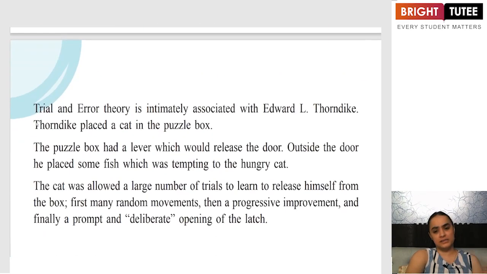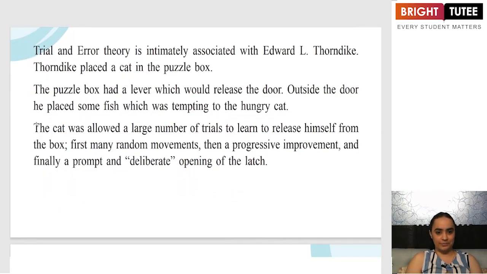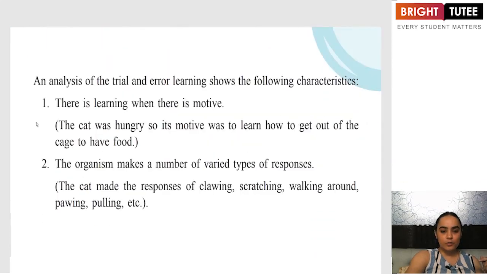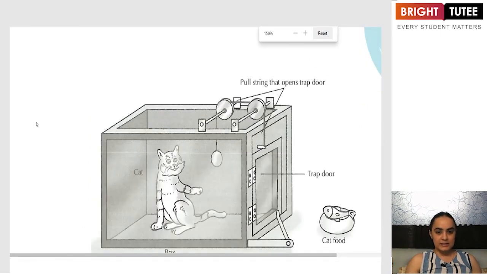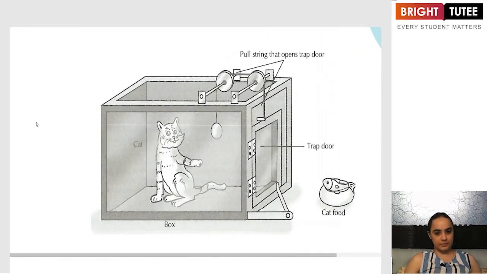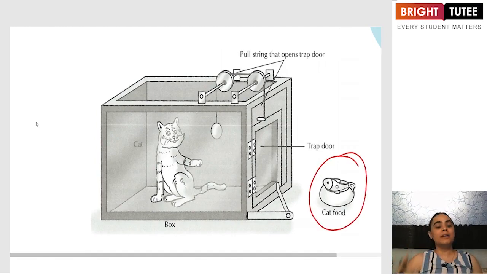Now, what was the trial and error theory? For this, what did he do? Let us first look at this box. You all can see this box. Let me just zoom it a bit. You can see there is a box. There is a cat in the box. Outside the box is food. This food acts as a temptation for the cat. This food is kept so that the cat can be tempted towards the food. It can be attracted towards the food.